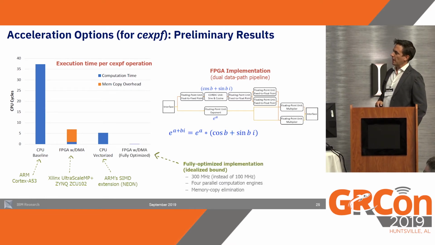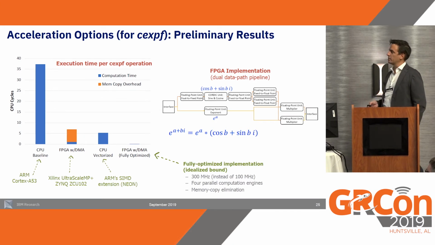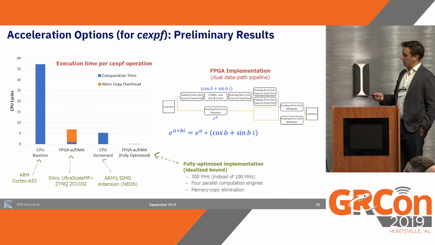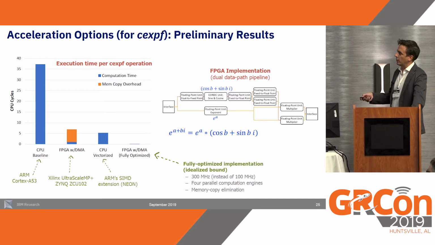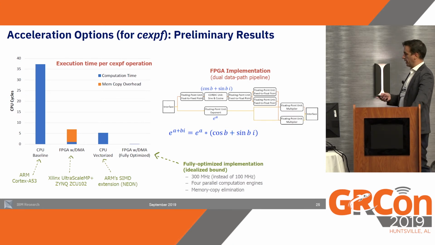So we said, okay, let's think about extra optimizations for our hardware accelerator. And this is actually just a projection. We don't have this last part implemented and tested yet, but we think that we can increase the frequency significantly. We can have 4 copies of this pipeline instead of only 1, and more importantly, we should be able to completely get rid of that memory copy overhead.